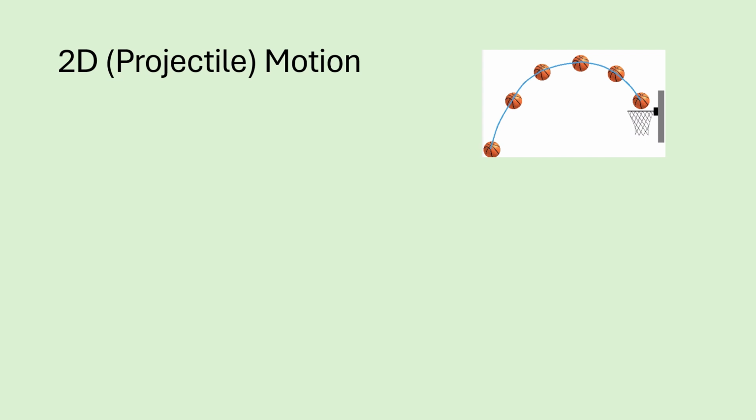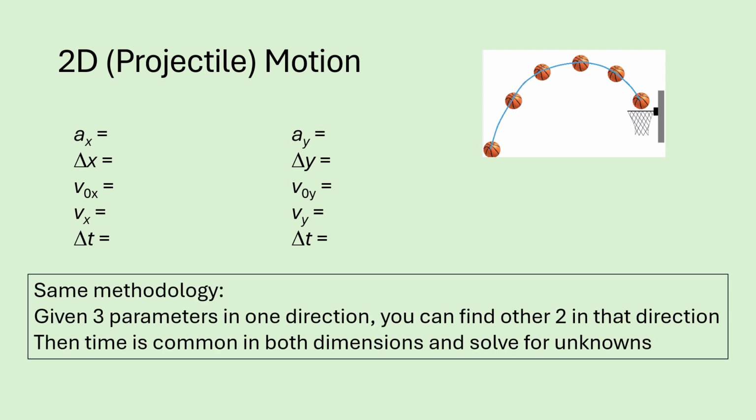For a two-dimensional motion, such as tracking trajectories of projectiles, write down the 5 parameters in each direction. The same methodology applies as in the one-dimensional problems. Given 3 parameters, you can find the other 2 in that direction. Then time is common in both directions.